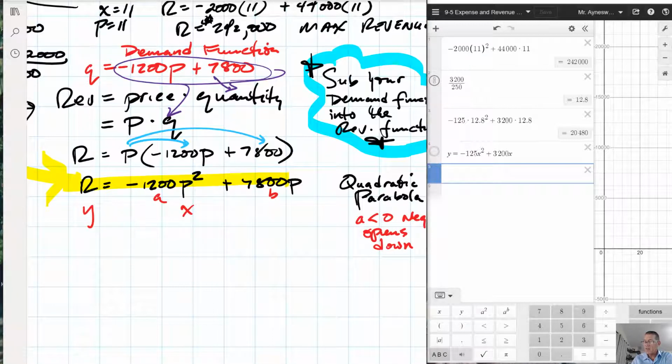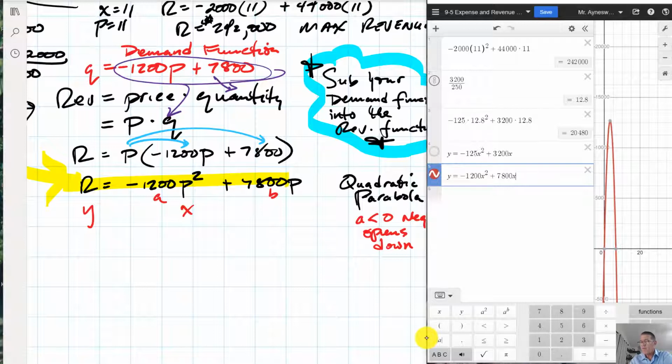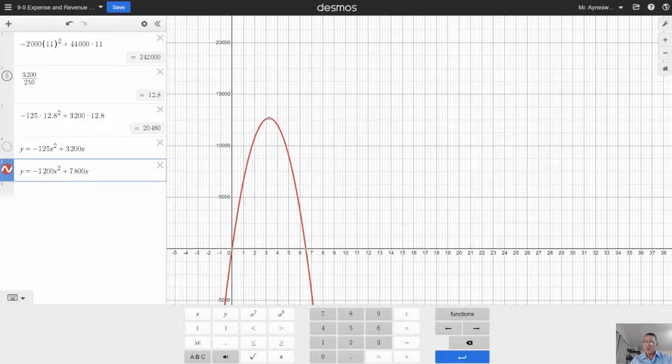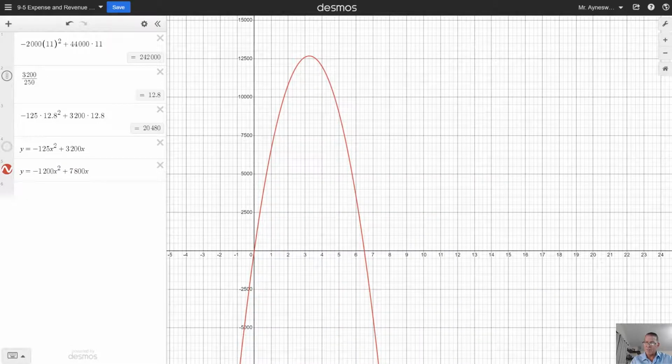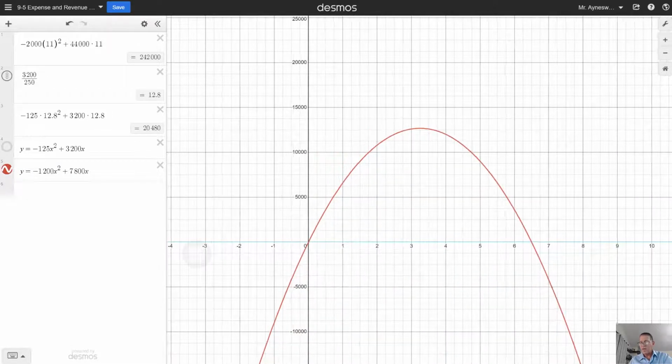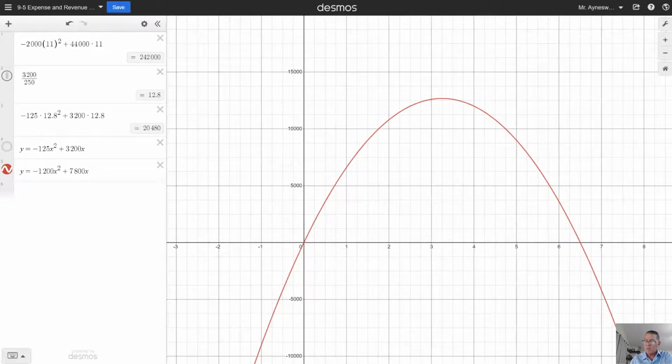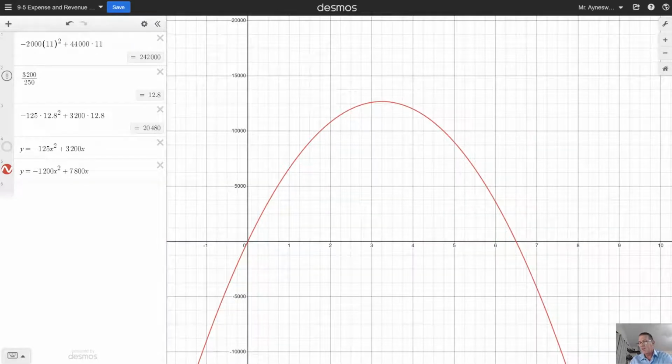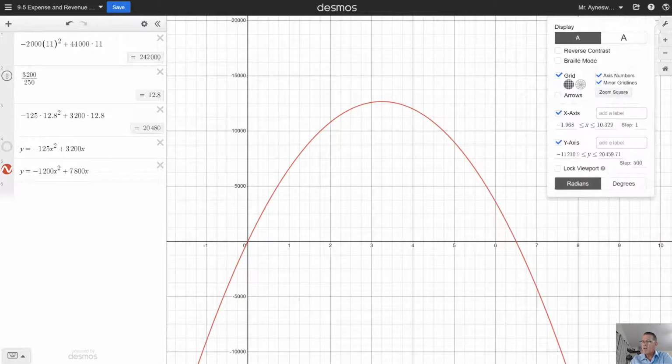So Y is equal to negative 1200 X squared plus 7800X. Now we have a function. I'm going to zoom out and take a look. You might have to adjust your viewing window. I have a touch screen, so I'm adjusting my viewing window. If you don't have a touch screen, you go in here and adjust your X minimum, X maximum, Y minimum, Y max, just like we do in class. That's a skill you've got to get good at.